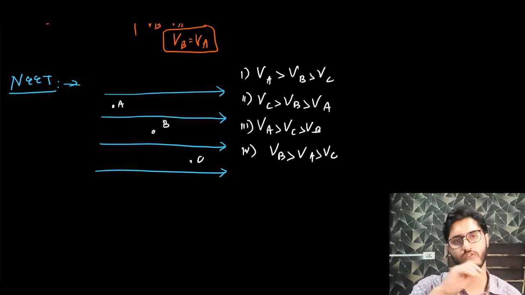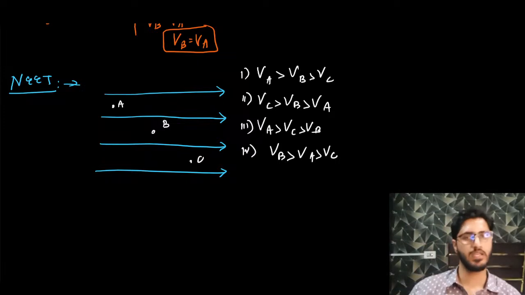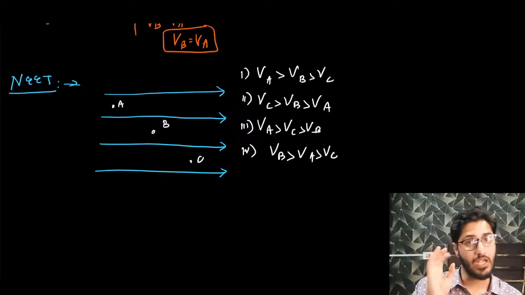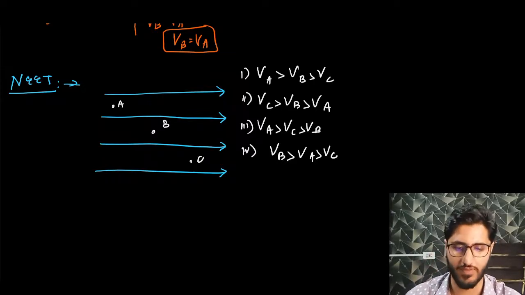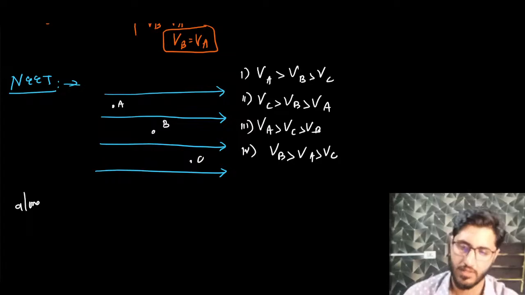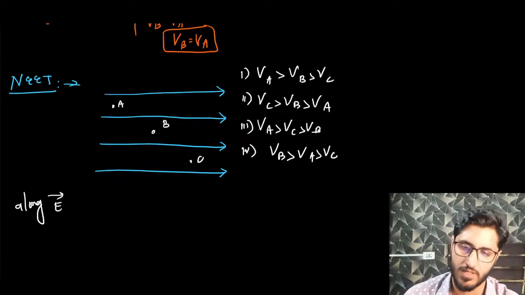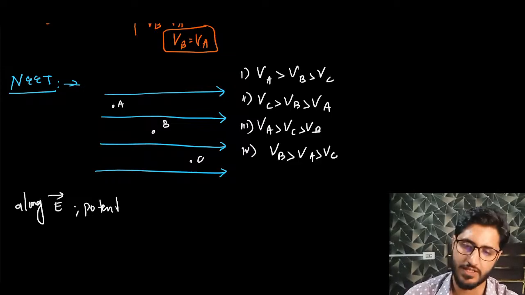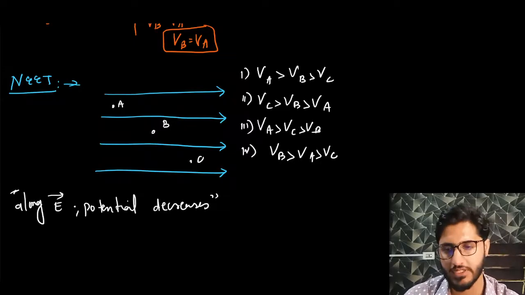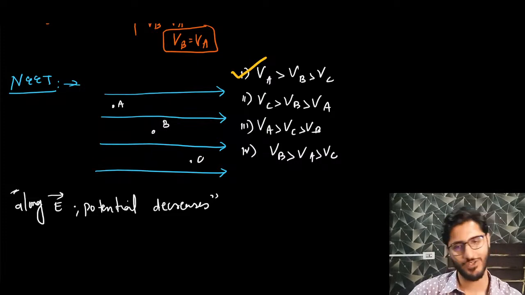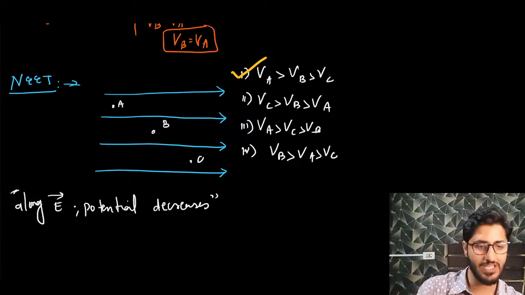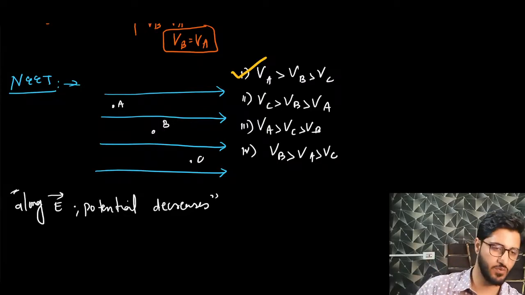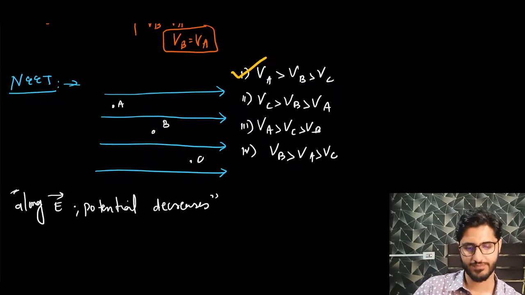To solve this numerical, we need to remember one property: if we are going along the electric field, potential decreases. So I will write here: along the electric field, potential decreases. If you remember this line, you get the answer to my question. So the answer is the one where VB is more than VA, and VA is more than VC. Okay, done.